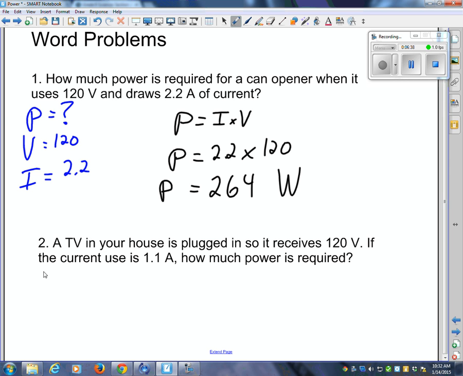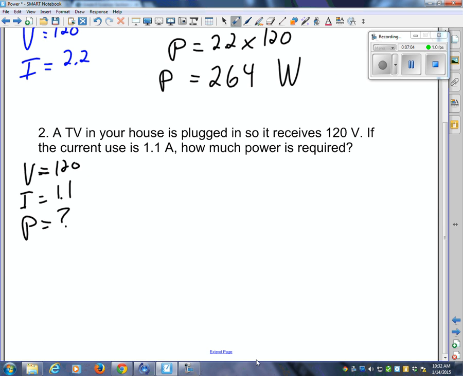Okay, so the TV in your house is plugged in, so it receives 120 volts. If the current used is 1.1 amps, how much power is required? Again, write down what we know here. 120 volts. V is 120. You're going to see 120 a lot. If the current used is 1.1, how much power? I think you guys can all do this.